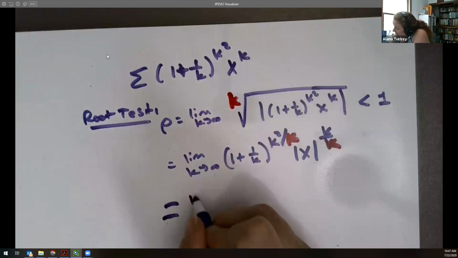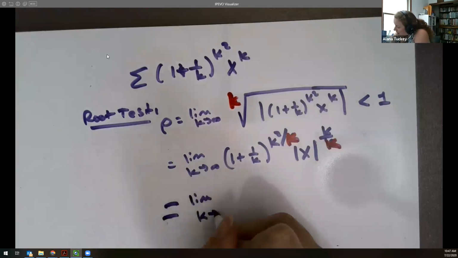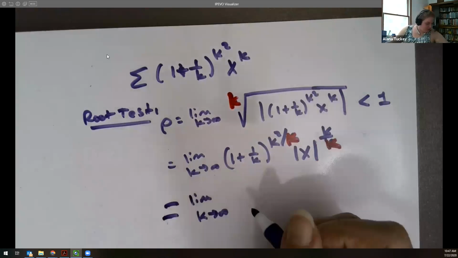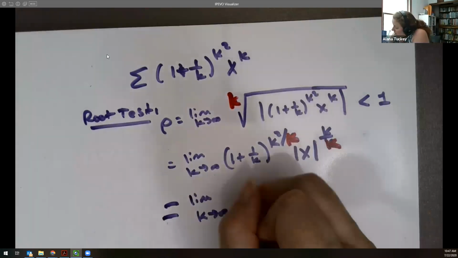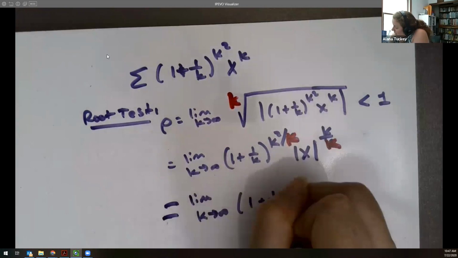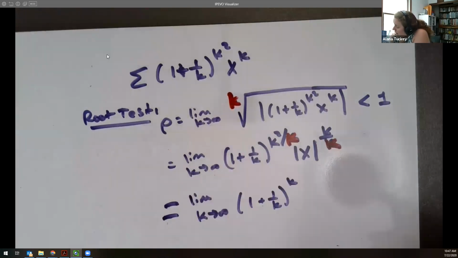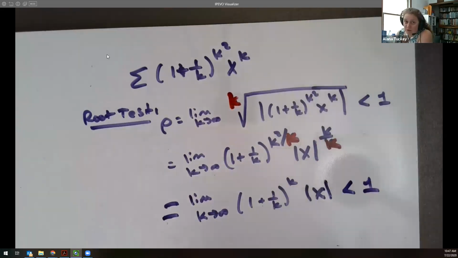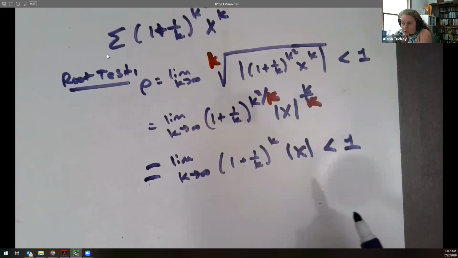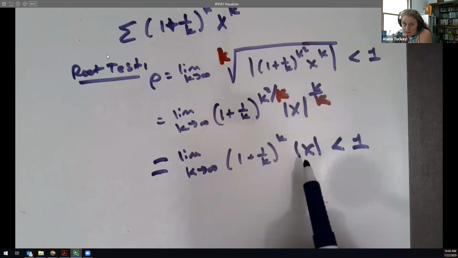All right, so this is the limit as k goes to infinity of 1 plus 1 over k to the k. I think my dog just jostled my microphone. And then this is the absolute value of x. You can't drop the absolute value. That's kind of what you're looking for, right? So you have to leave this in absolute value.